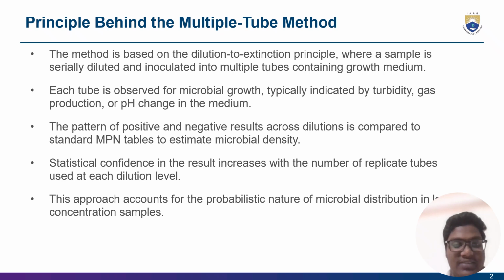Statistical confidence in the result increases with the number of replicate tubes used at each dilution level. This approach accounts for the probabilistic nature of microbial distribution in concentration. This is the principle behind the multiple tube method.